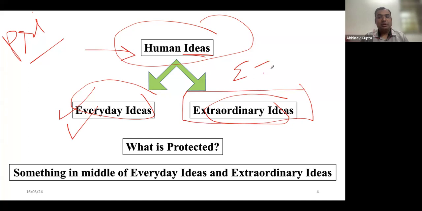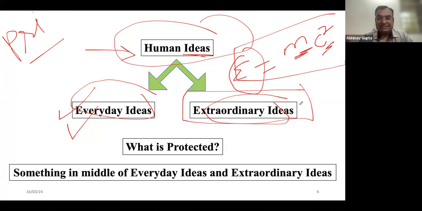Do we remember E is equal to mc square? I hope you remember, right? So E is equal to mc square is what? Something which Mr. Einstein had given us, that energy produced during fission and fusion is equivalent to the difference in the mass into the square of the speed of light, right? So this E is equal to mc square is an extraordinary idea, or Pythagoras theorem, or trigonometry.